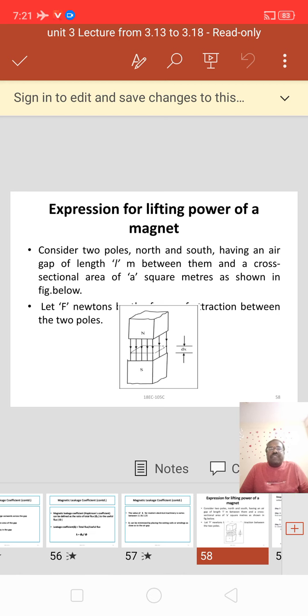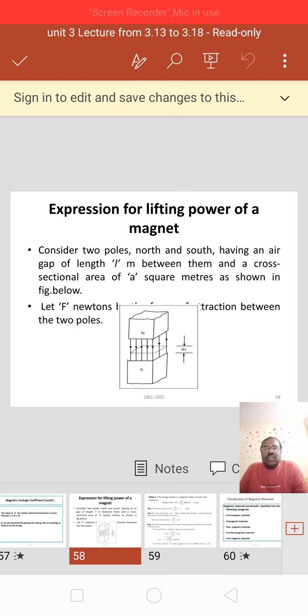Next, expression for lifting power of magnet. It is also important. Consider two poles, north and south, having an air gap of length L meters between them and a cross-sectional area of A square meters, as shown in the figure below. Here I am taking two magnetic poles, north pole and south pole, with a distance dx, area A square meter, and length L meter between them. Let F be the force between the two poles in newtons.